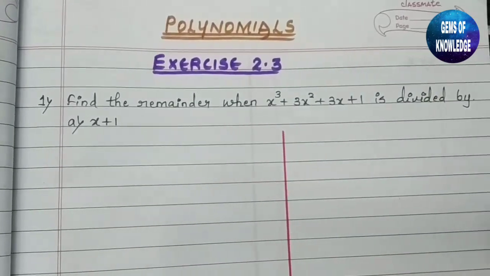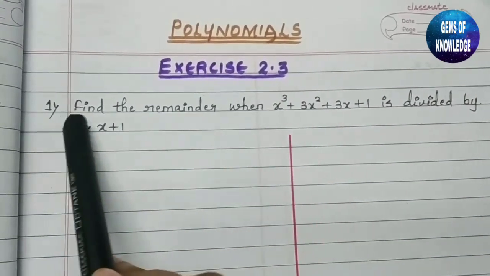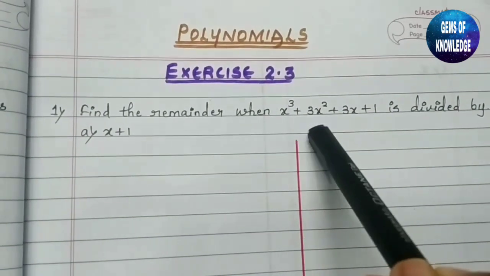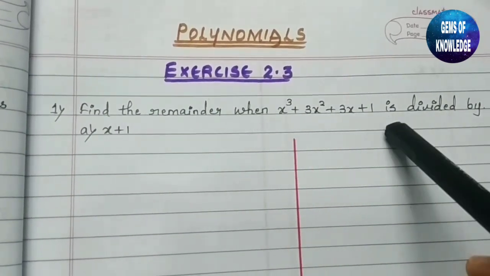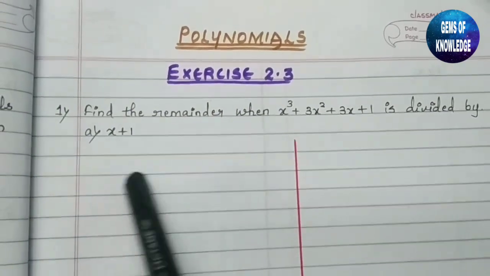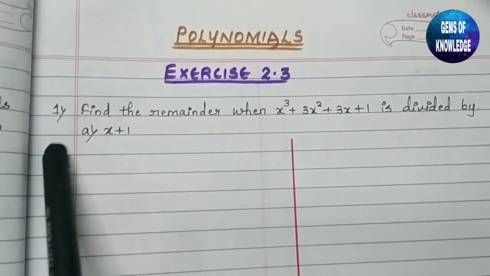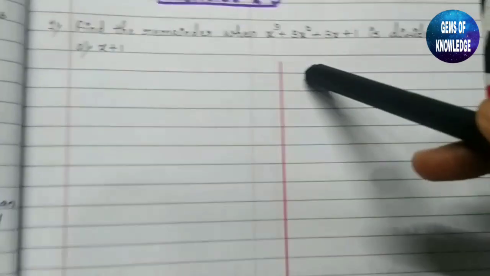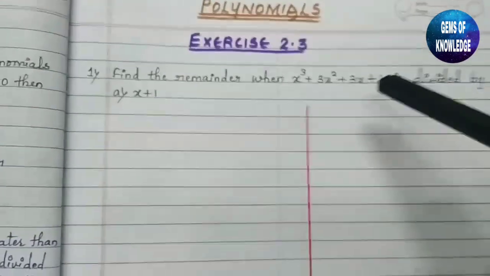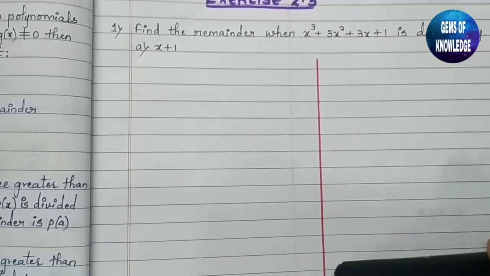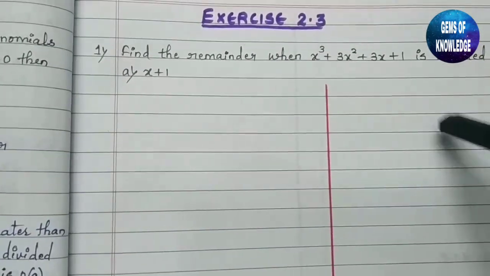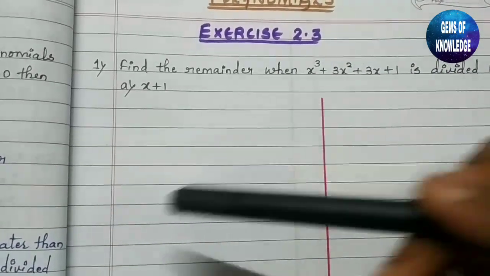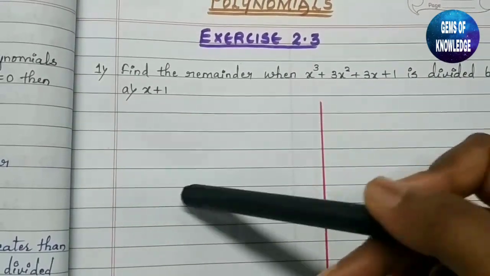Okay, so here the first question is given as: find the remainder when x cube plus 3x square plus 3x plus 1 is divided by... Here a few more questions have been asked. In that, the first one is x plus 1. So I have made a column here, just to do rough work, and to solve the remainder theorem here.